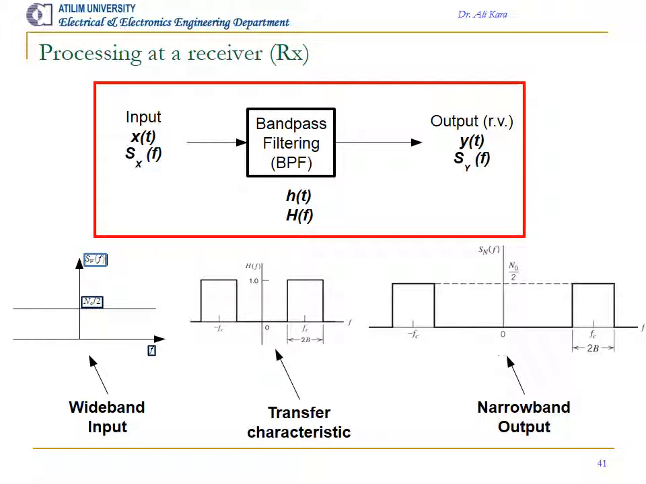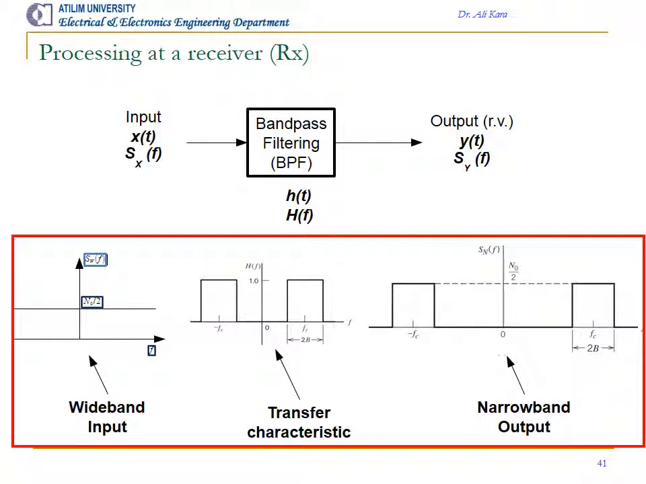Processing at receiver, Rx. Consider the system denoted here. We are passing an input signal x of t through a bandpass filter and get the output y of t. Now, we examine the operation step by step. White noise, by its nature, is a wideband signal. The transfer function of this bandpass filter is chosen to be of a rectangular shape, centered at some frequency value fc, passing the noise through the filter.